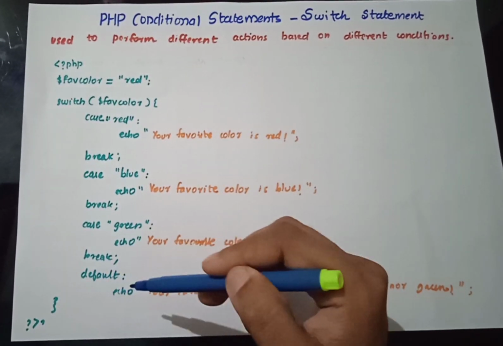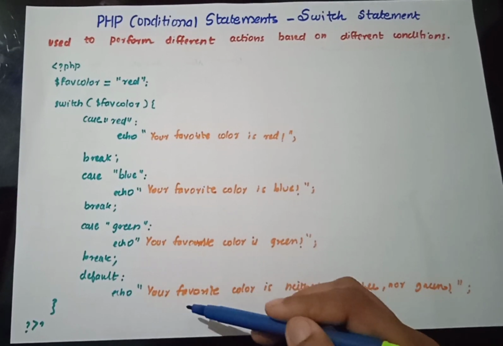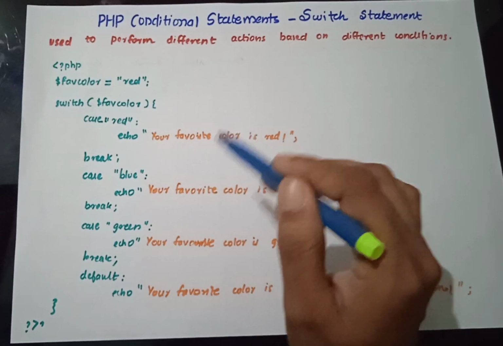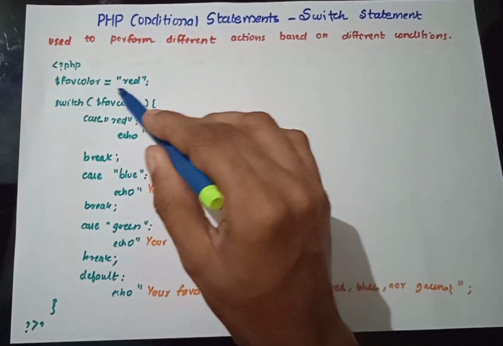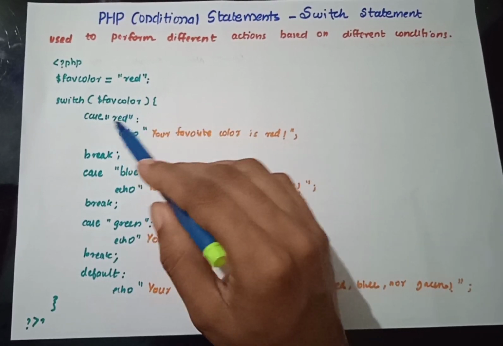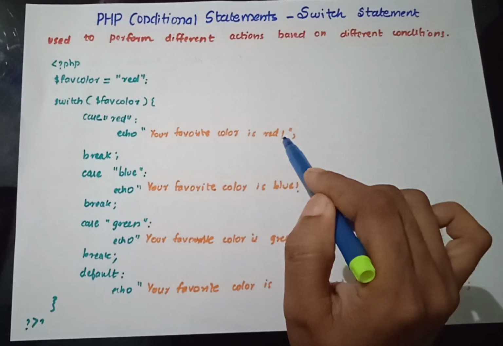You can simply write the word default here, and this says that none of the other cases match the input you have given. For this example, you can see red. Red is actually a case here, right? So it will automatically print your favorite color is red.